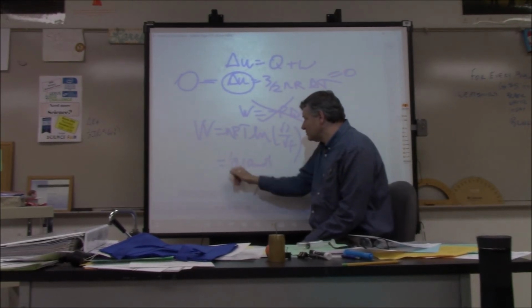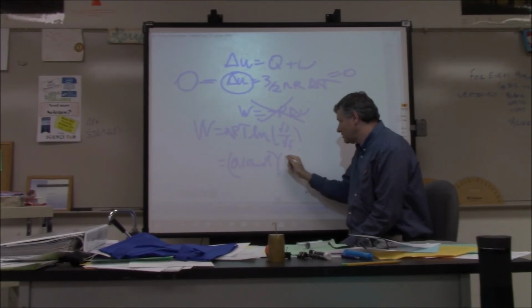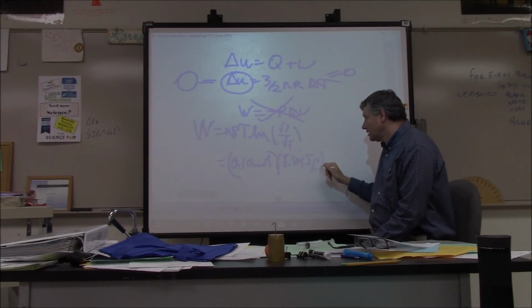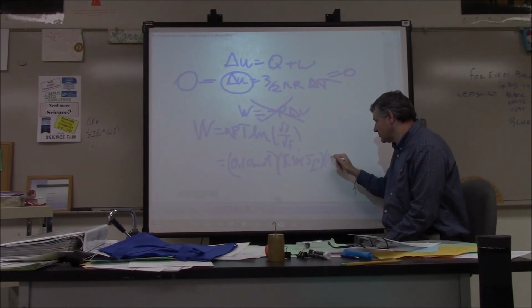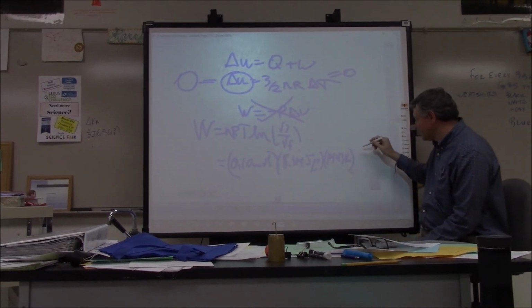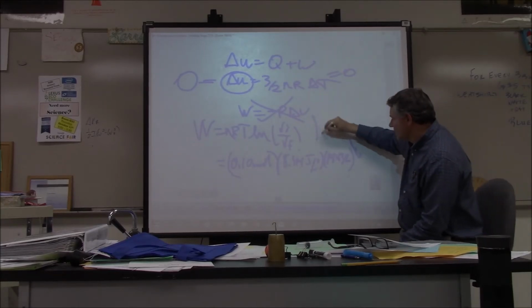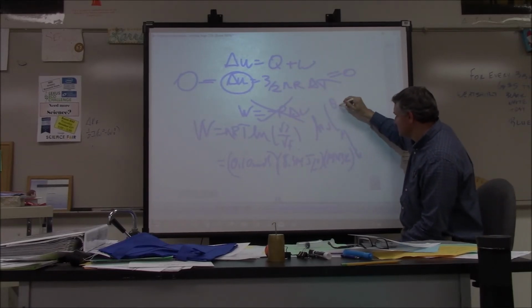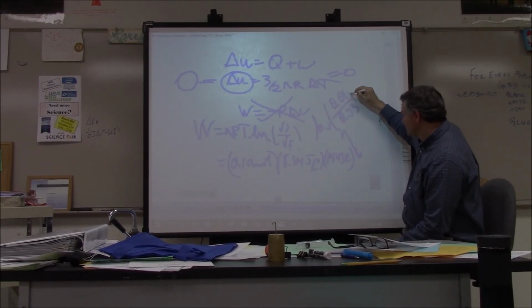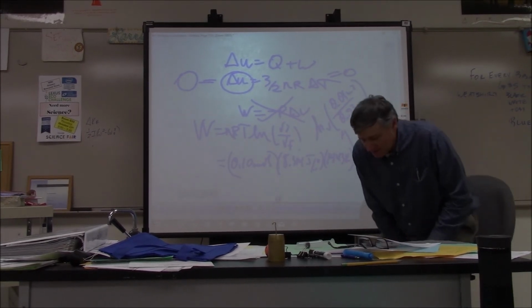So I got 0.1 moles. I've got my R value, which is the same thing, 8.314 joules per mole Kelvin. I've got my temperature. What's the temperature? 1443? Okay. And then I've got a natural log of, and I'm just going to write this up here, volume initial, which is 0.01, and then the volume final is 0.03. Now, don't even breathe on a calculator.